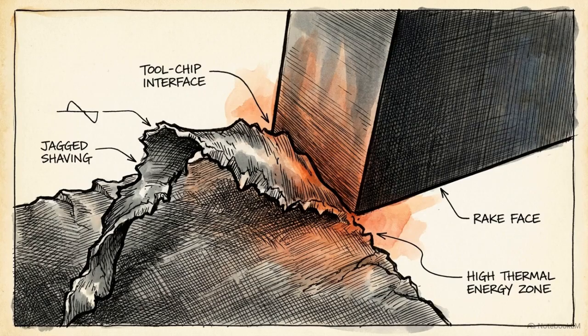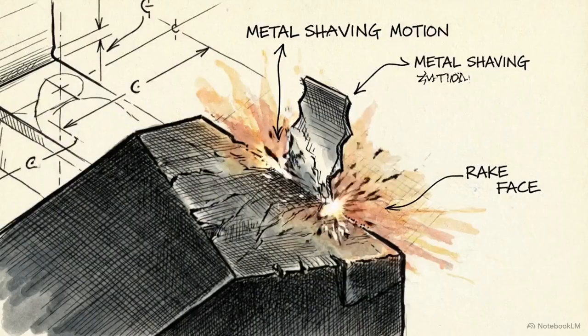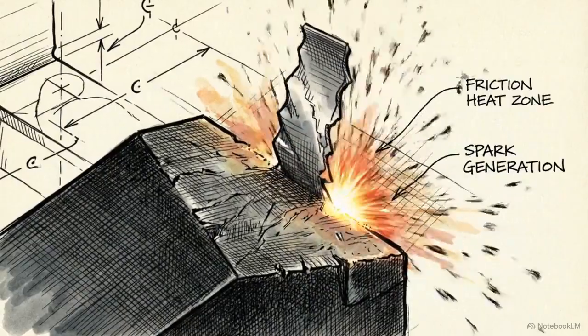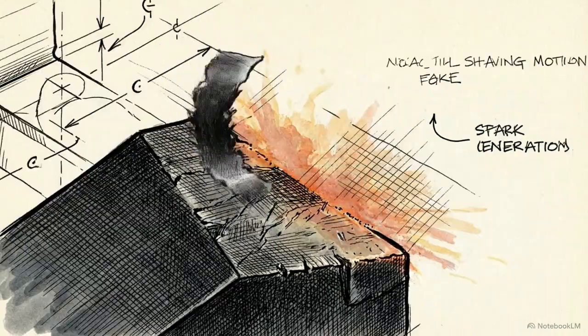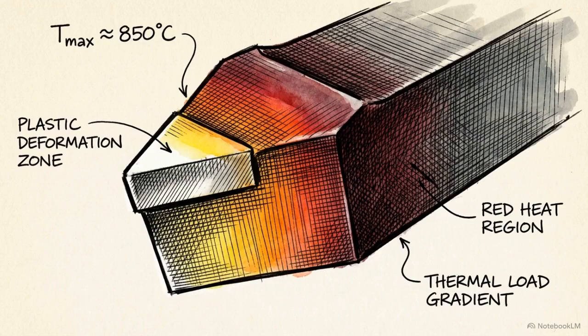Once the chip forms at the shear plane, it immediately enters the tool-chip interface. Here, the superheated metal shaving is violently forced upward, dragging across the rake face of the cutting tool. This sliding contact creates immense friction. The temperature transitions along the face of the tool create the perfect environment for rapid degradation.